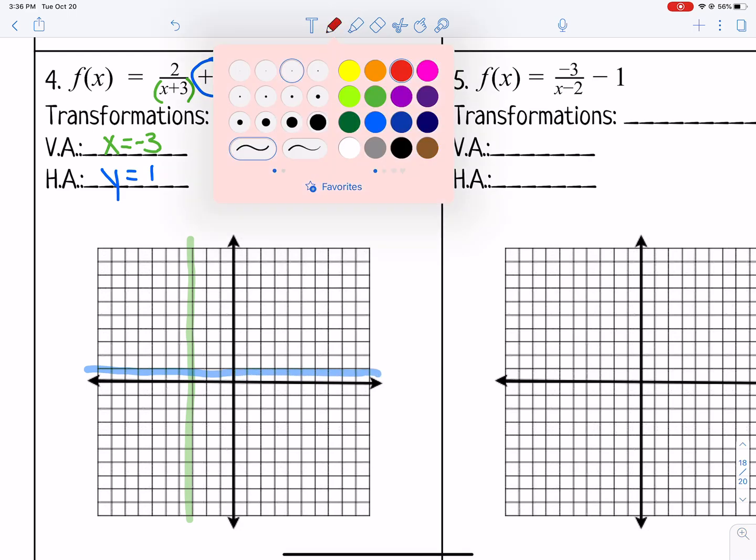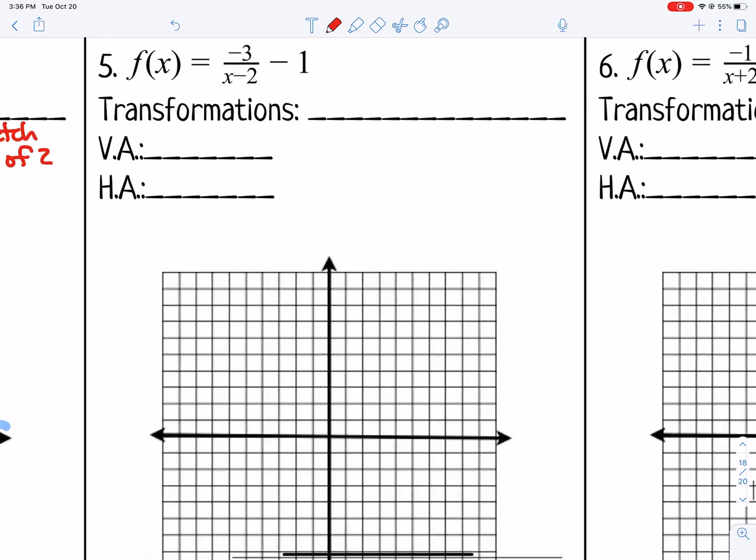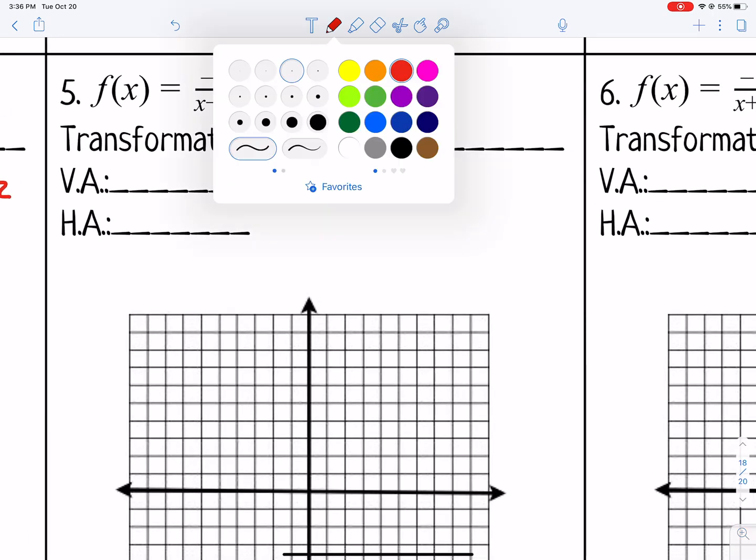And then for our branches, we have a 2 for the a value, so it does have a vertical stretch by a factor of 2, because that's our a, it's bigger than 1. But it is still positive, and it's really hard to tell a stretch on these graphs because they already kind of look stretched out. So let's just sketch it in the first quadrant and in the third quadrant again because it's positive, it hasn't reflected yet.